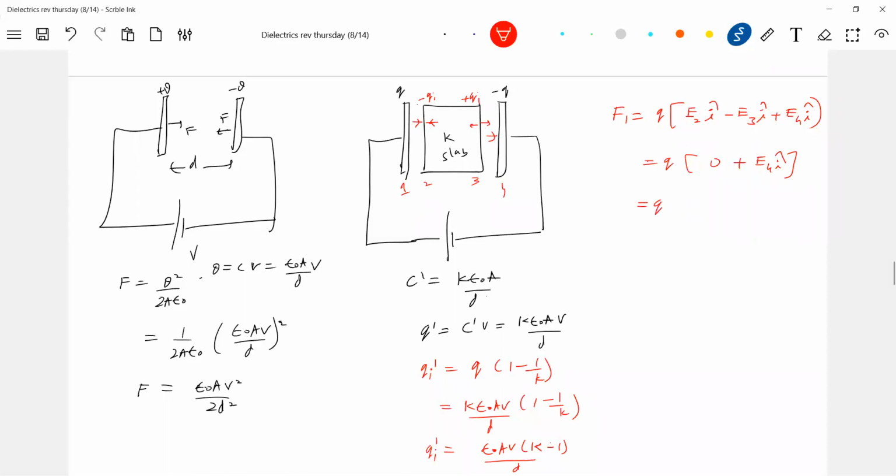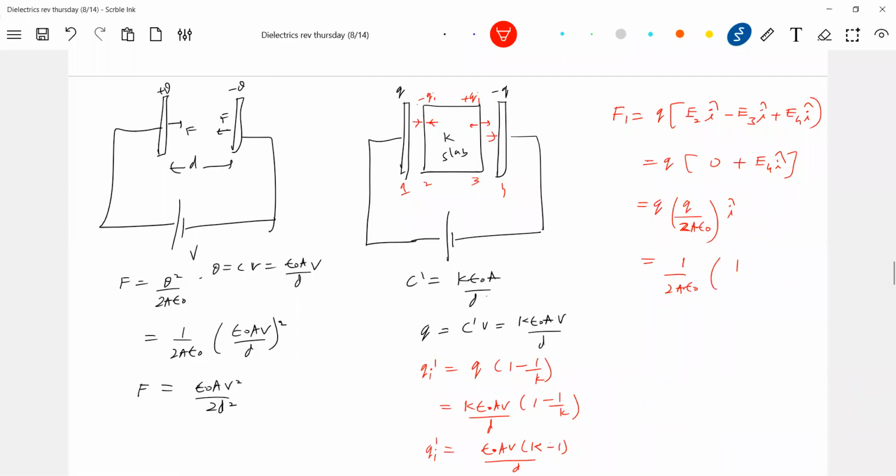What should be the E4? E4 should be equal to Q by 2A epsilon naught into i cap. So this will be the new charge, or I think Q dash I wrote. Only this much.